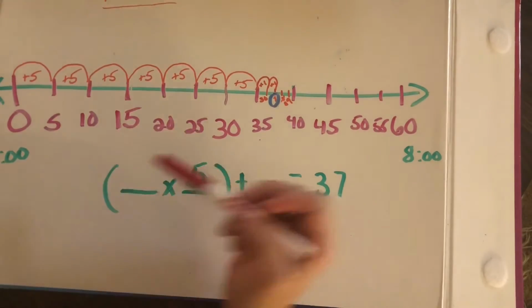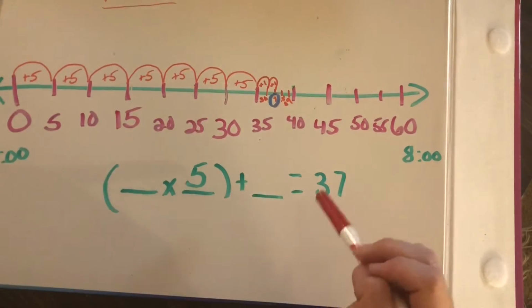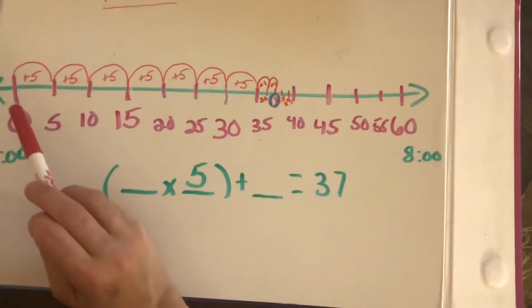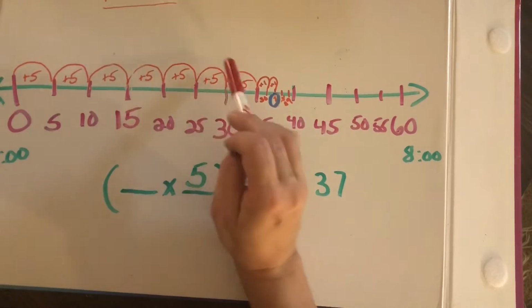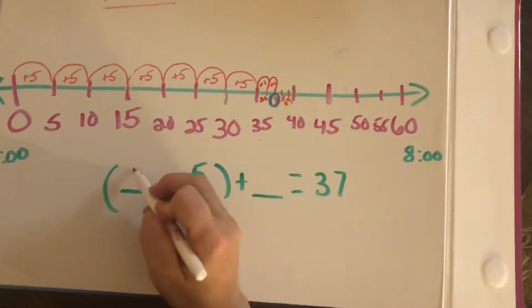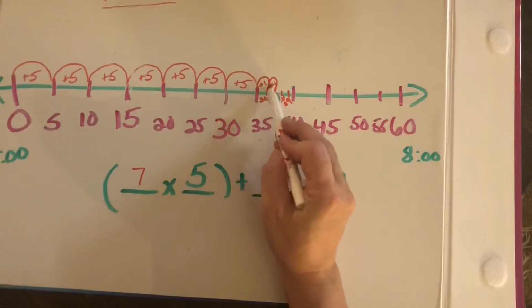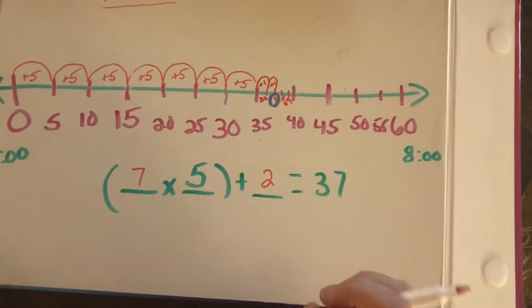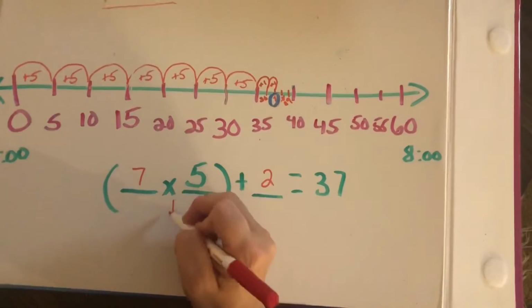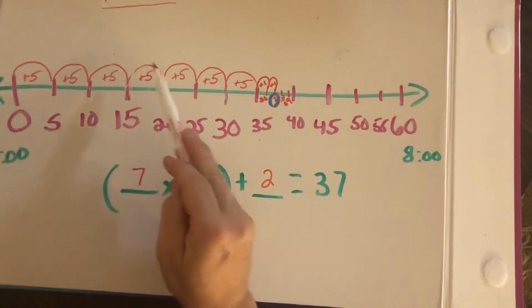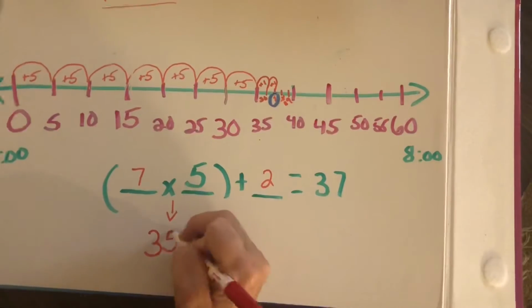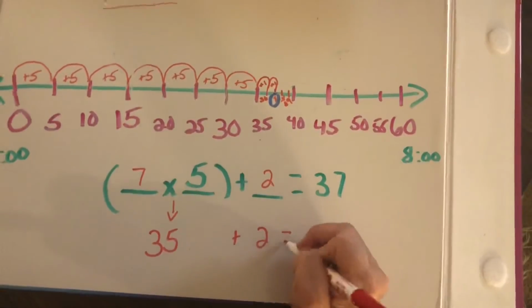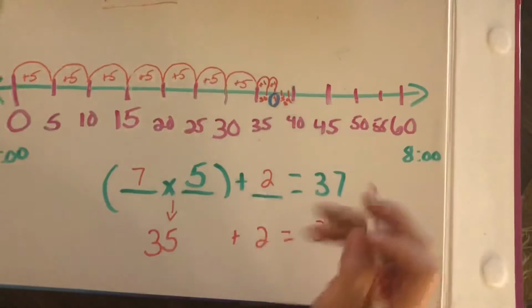Okay, third graders, so all you have to do to solve this equation and fill in your blanks is to count your 5s. Ready? 1, 2, 3, 4, 5, 6, 7. 7 groups of 5 plus 2 left over equals 37. Shall we check that and see if we're right? 7 groups of 5 is 5, 10, 15, 20, 25, 30, 35. 35 plus 2 equals 37. Yay, we got it right.